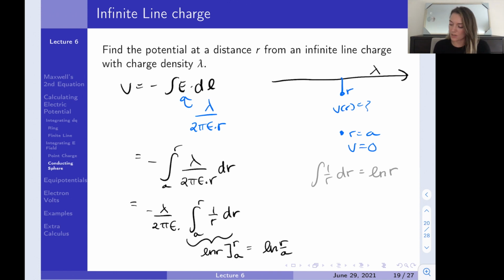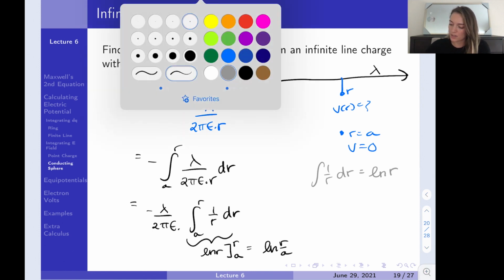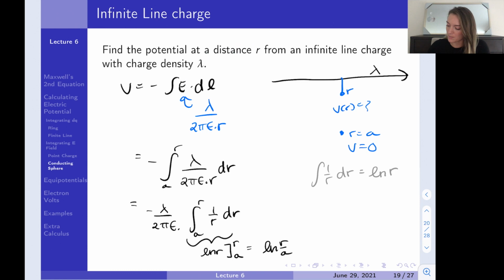So now why did I do this? Well, what would have happened if I had chosen infinity as my reference point instead? If I had chosen infinity as my reference point, then we would have had the integral.